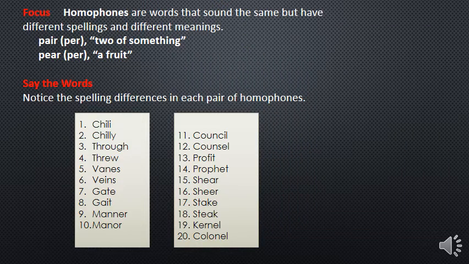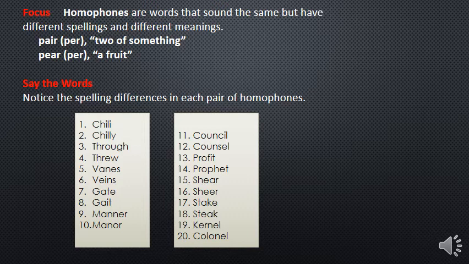Homophones are words that sound the same but have different spellings and different meanings, like pair, two of something, a pair of shoes, a pair of balls, whatever. Pear, which is the fruit. So today we are going to start to discover the meanings of some homophones. Let's read the words together.